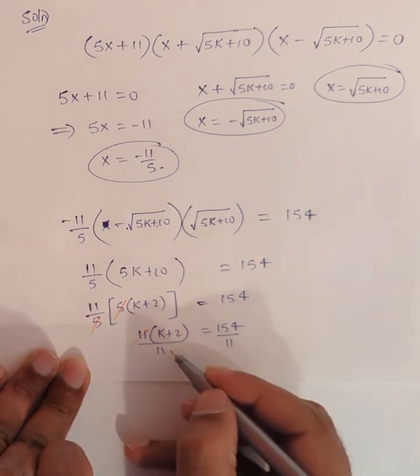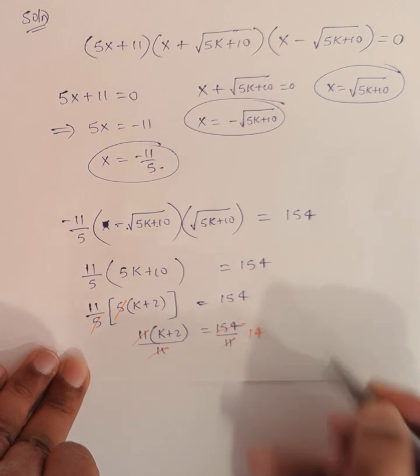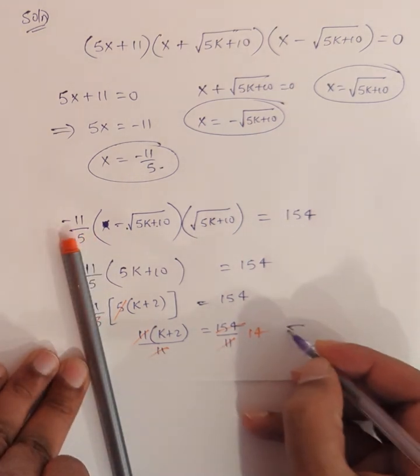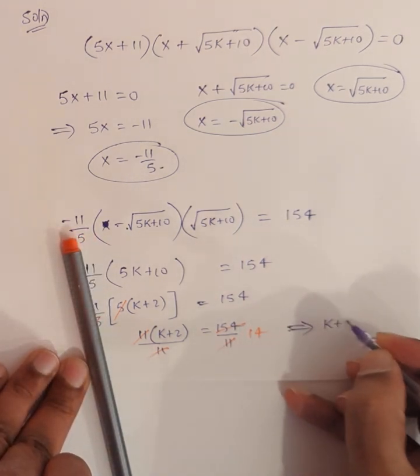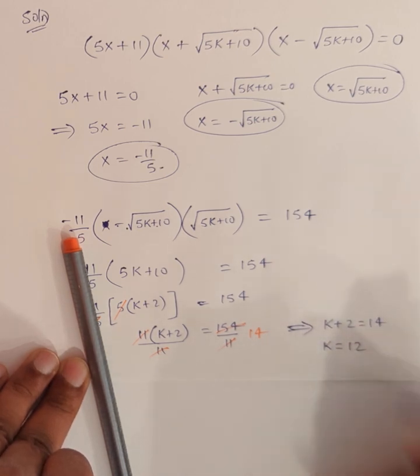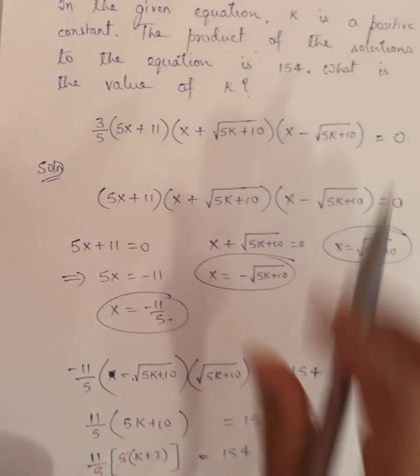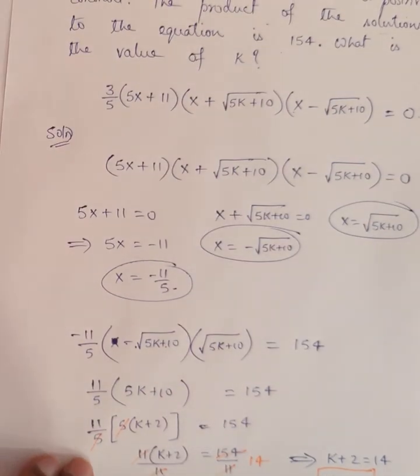Then 154, 11 goes into 154 14 times, which means I have this simple equation k plus 2 equals 14. Subtracting 2 from both sides, I get k equals 12. So that's our answer. What is the value of k? K is equal to 12.